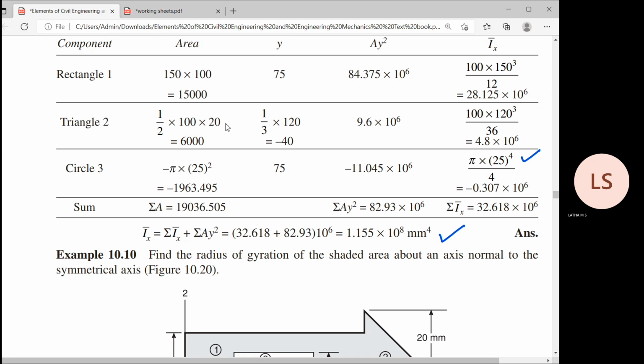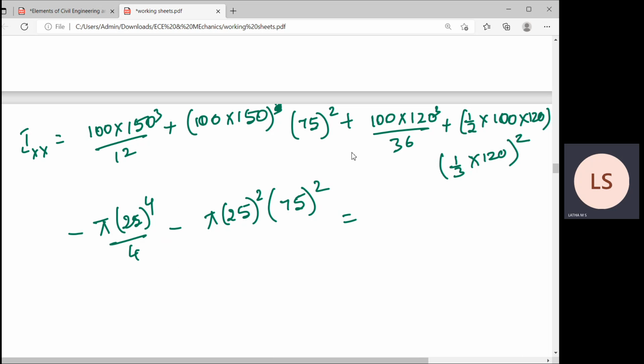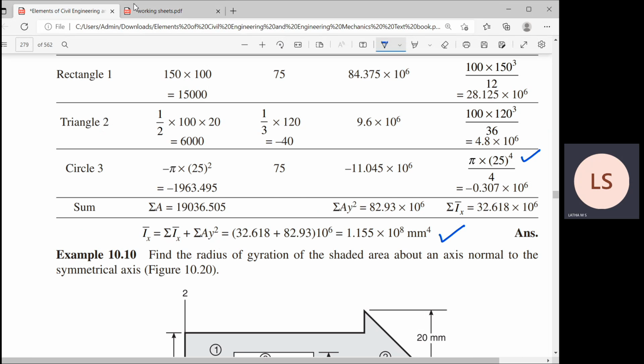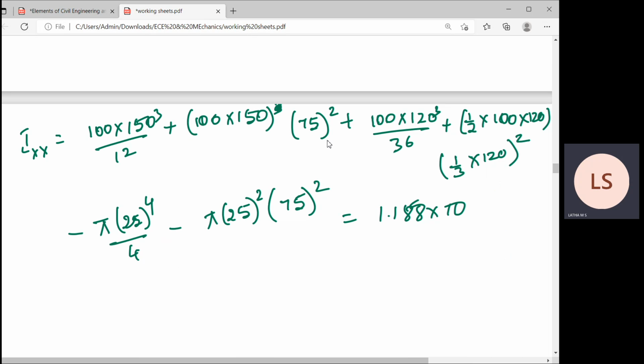Okay, students. With this, 1.155, sorry, 1.155 into 10 power 8 mm to the power of 4. The unit here should be mm to the power of 4.